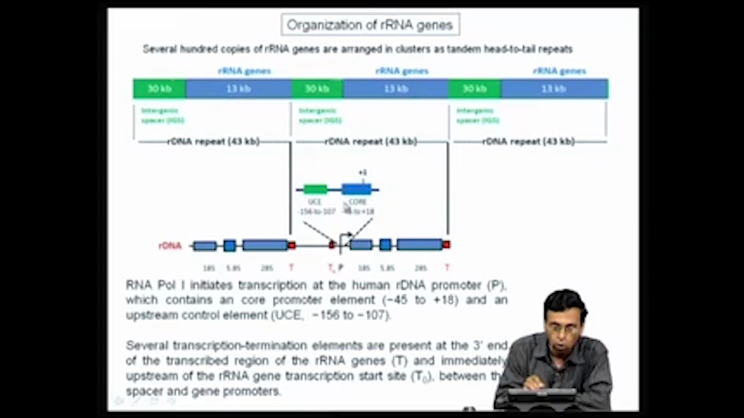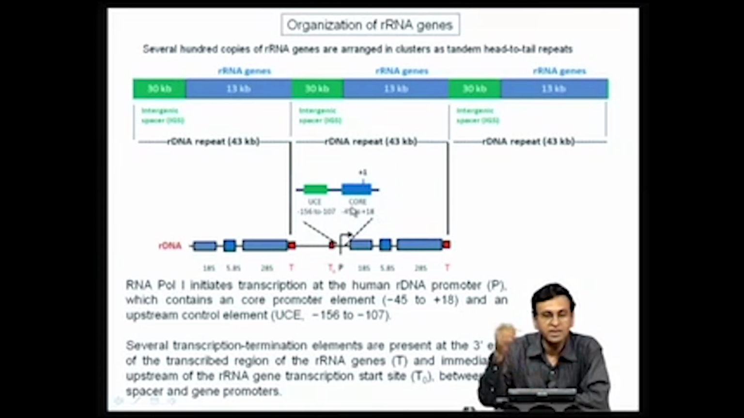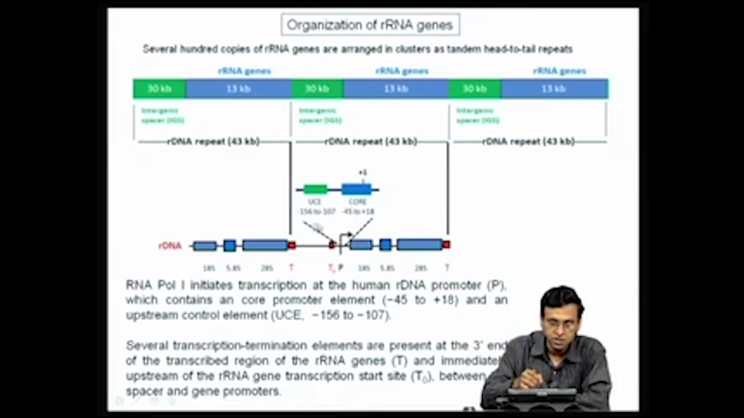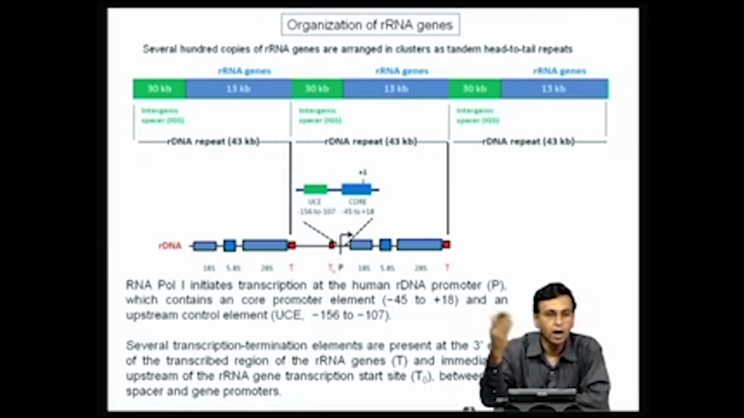One is called the core region, another is called the upstream control region. The upstream control region extends from -156 to -107, whereas the core region extends from -45 to -18. So, this core region is similar to the initiator or the TATA box region of the RNA polymerase II promoter, whereas the upstream control region is similar to the enhancer or the upstream binding sequences of the RNA polymerase II promoter.